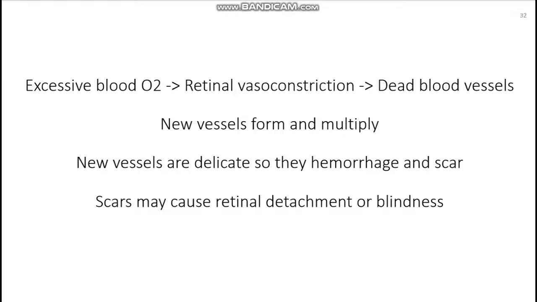New vessels will form and multiply. But the new vessels are delicate, so they hemorrhage and scar. The scars may cause retinal detachment or blindness.